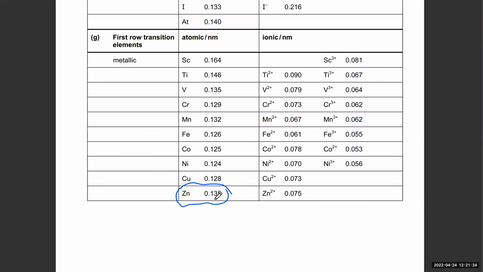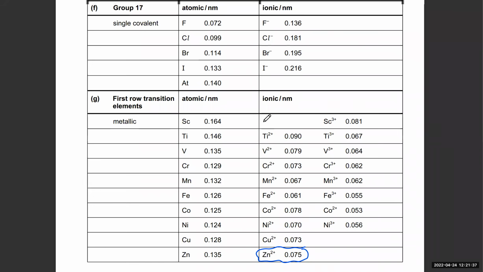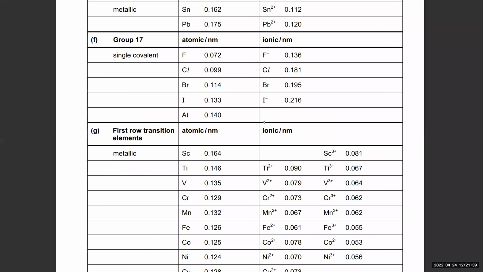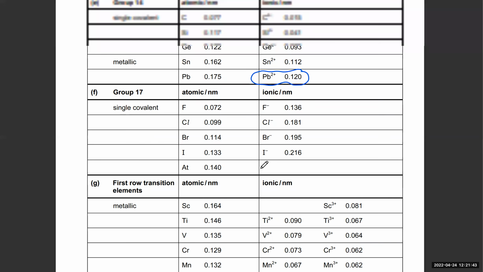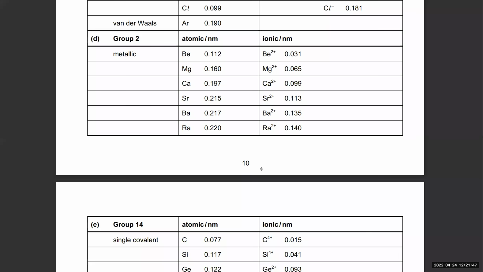So do we take the ionic or atomic? Ionic, sorry. So you're going to take the ionic radius, which is 0.075. Where is lead? Lead must be somewhere over here. That's lead, that's +2, 0.120. And you've got calcium, which is going to be in group 2. So calcium is over here.